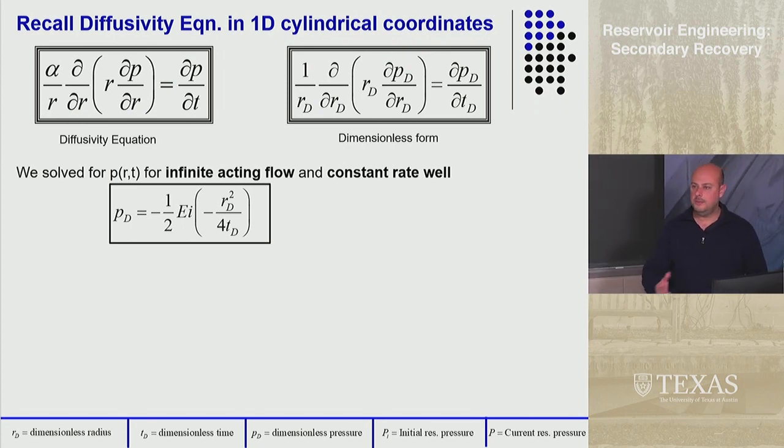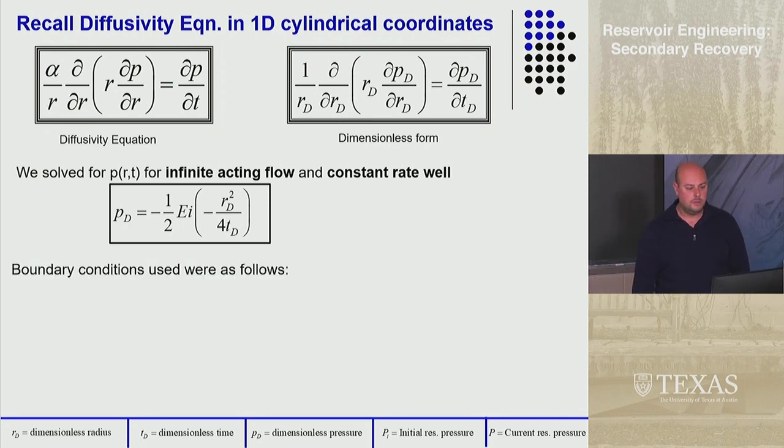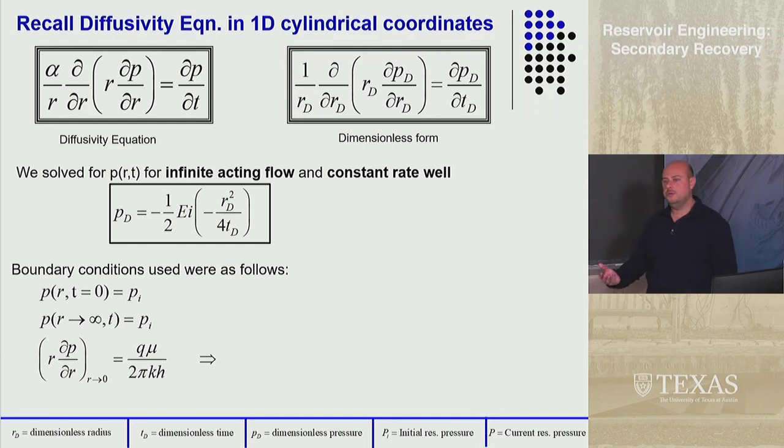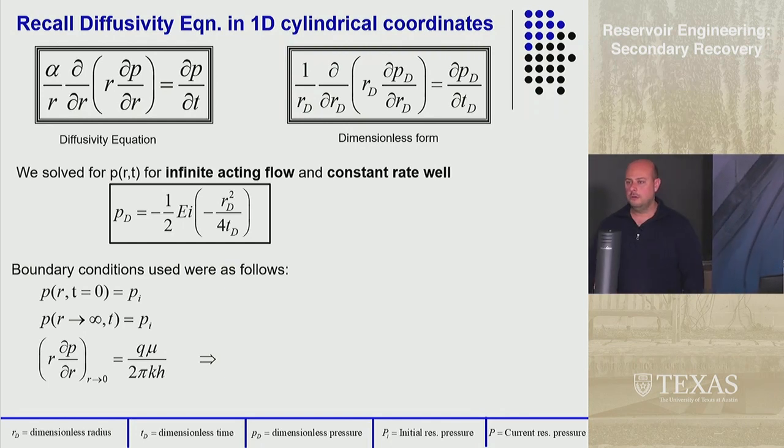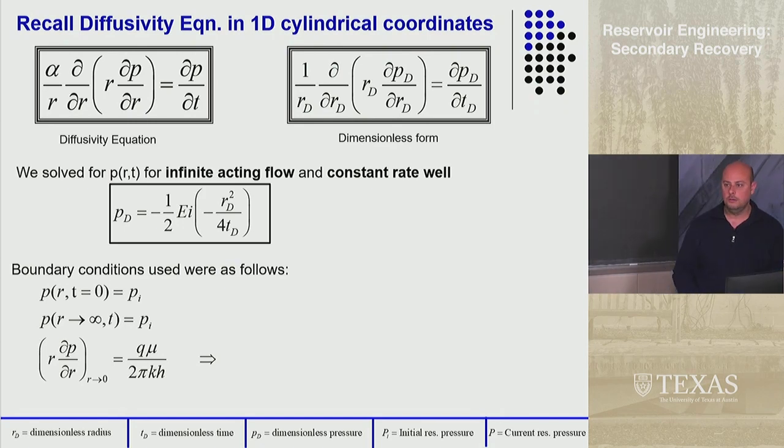Okay, it looks intimidating, but EI is just a function. Okay, and if you go into Excel or Python, or even if you just Google the exponential integral of something, it'll spit something back. Probably sophisticated calculators have it. The boundary conditions that we used were the pressure initially is equal to PI. The pressure far from the well was equal to PI. Okay, basically it's so far away that it's unaffected by what's happening in the wellbore.